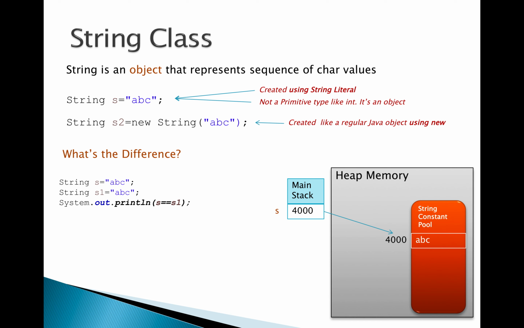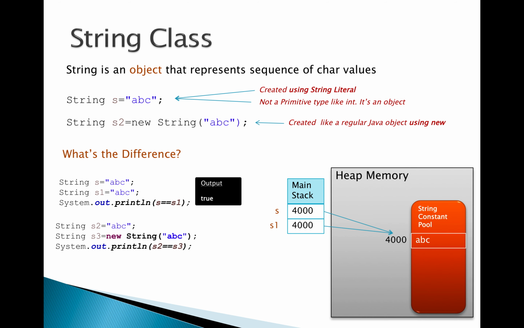But what will happen when I do s1 equal to "abc"? It is not going to create one more "abc" in the string constant pool. It is just going to point to the same memory location. It goes and sees whether there is any "abc" present in the string constant pool. Yes, there is already "abc", so it returns the same memory location to s1. So now s and s1 receive the same memory location, 4000. If you compare s and s1, it is obviously the same because they hold the same reference of "abc". So the output is obviously true.